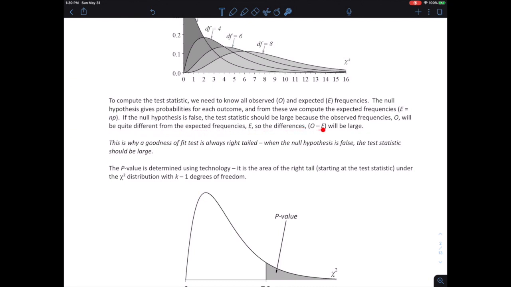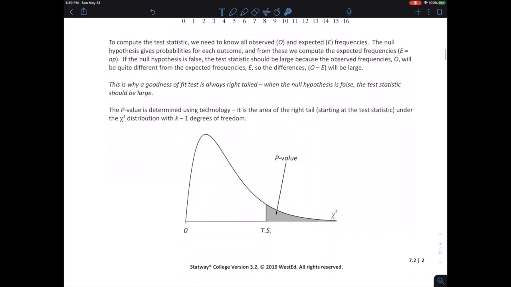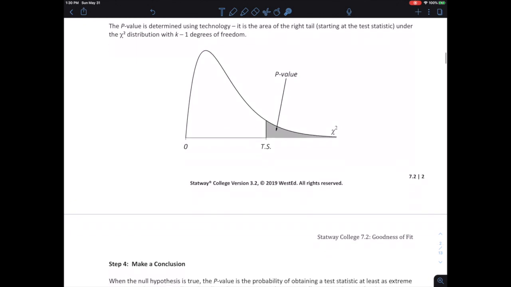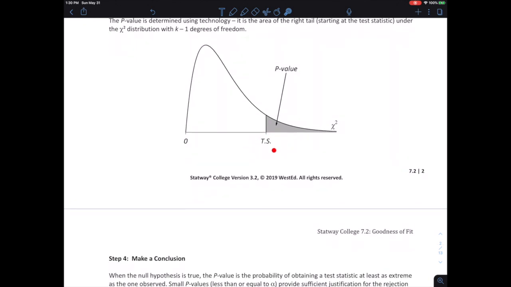So the differences O minus E will be large. This is why a goodness of fit test is always right-tailed. When the null hypothesis is false, the test statistic should be large, whatever that means. The p-value is determined using technology. It's the area of the right tail starting at the test statistic under the chi-square distribution with k minus 1 degrees of freedom. Okay, so we'll make this computation for the test statistic, find the area of the tail using a Desmos document for chi-square p-values.